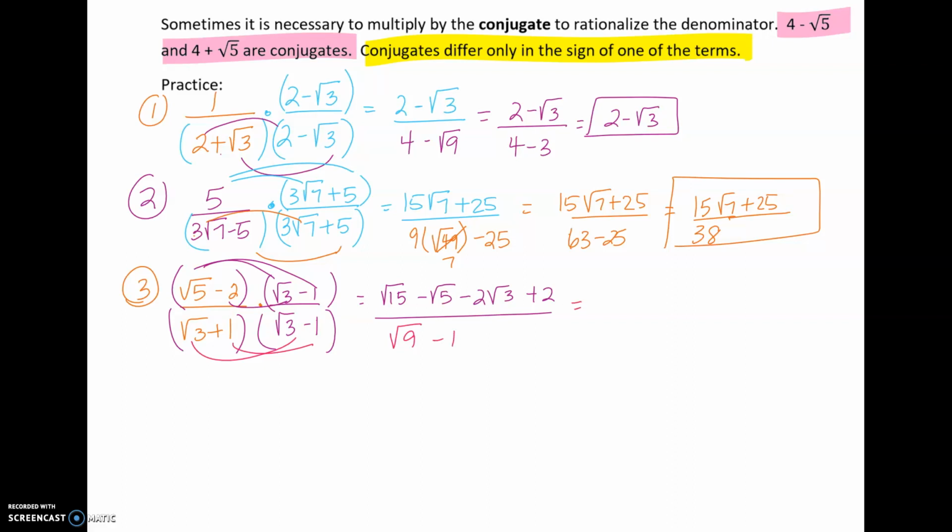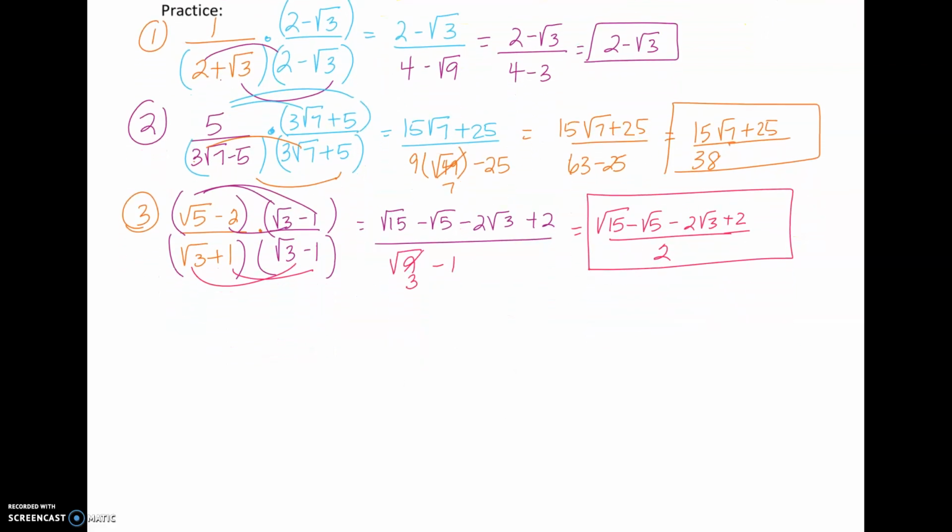Let's look and see what we can clean up on the top. There's no perfect square factors in 15. There's no perfect square factors in 5. None of the radicands are the same. So this is just one big long numerator, just rewritten. Over, that becomes 3. 3 minus 1 is 2. And that's all we can do. We can't simplify anything from the top because you would have to be able to simplify something from every term.